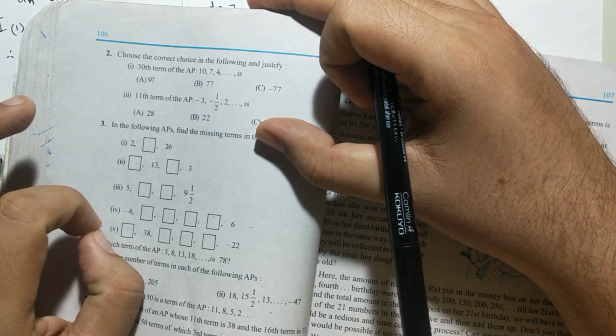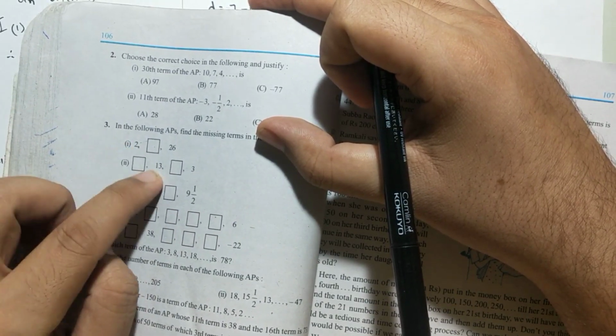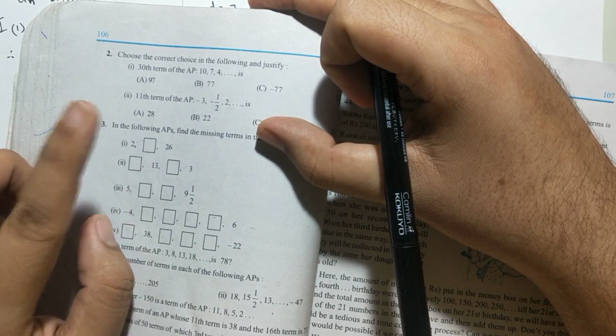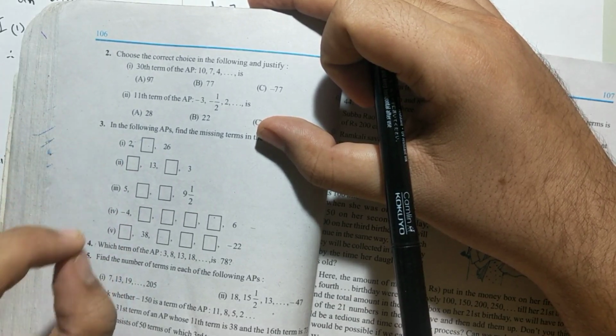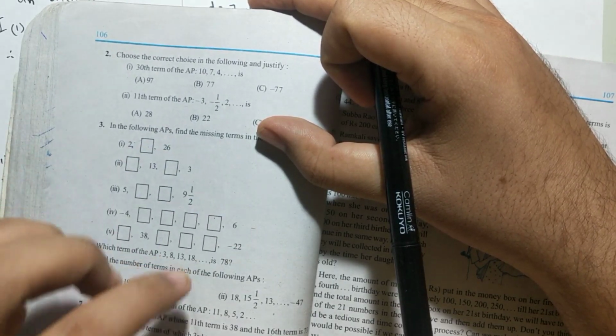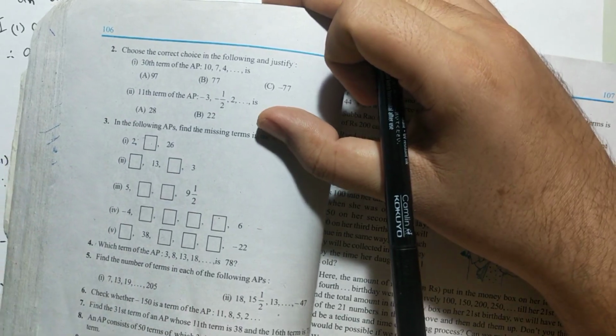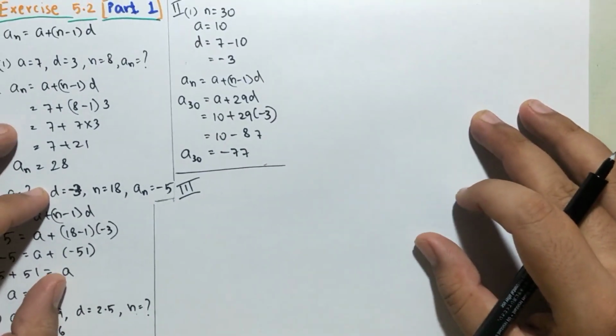So what is the main logic? The main logic is to find the difference. If you get A and D, A meaning first term and D meaning common difference, and you are able to find them, you will easily find all the missing terms. How to do that? We will find out right now. I am doing 3 sums out of these 5 sums. I am doing the first one.